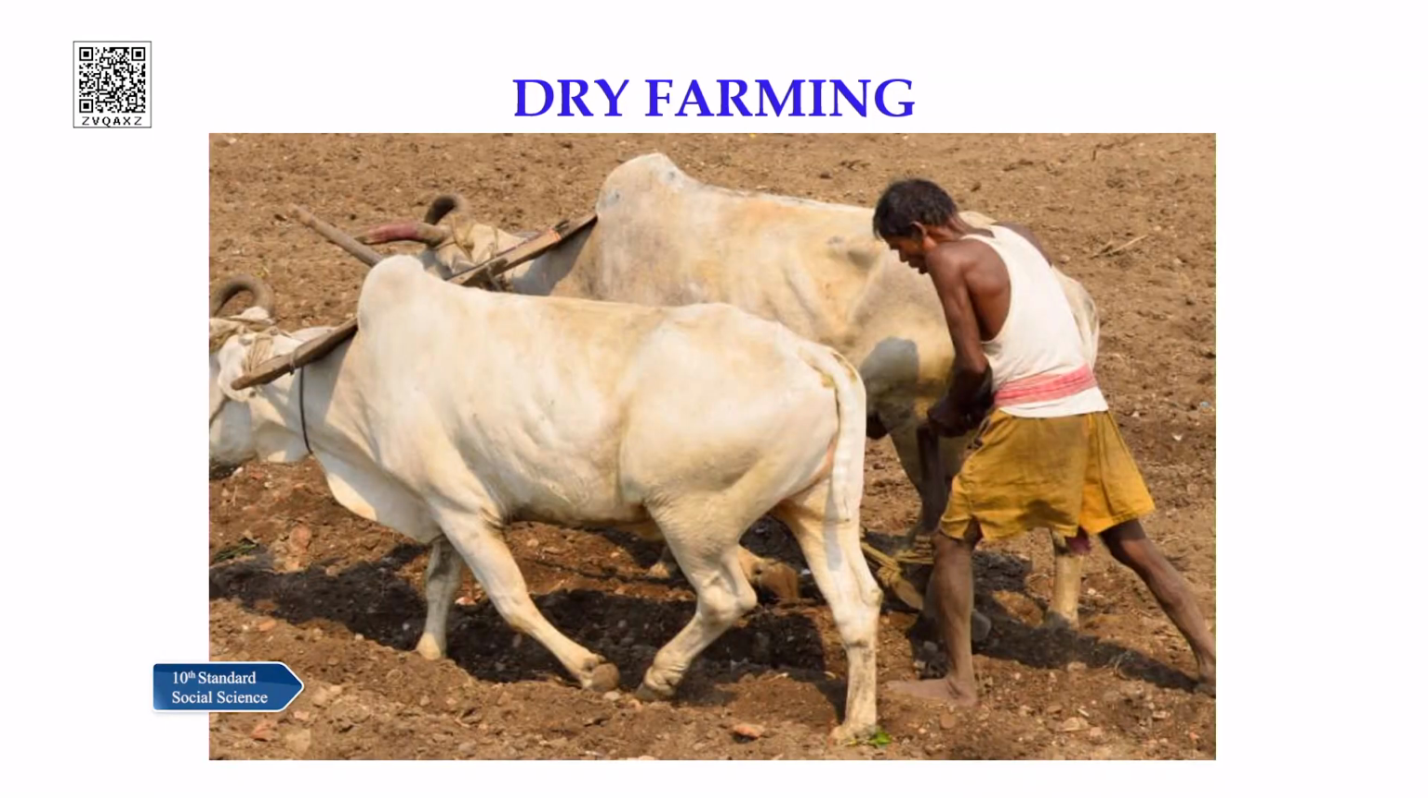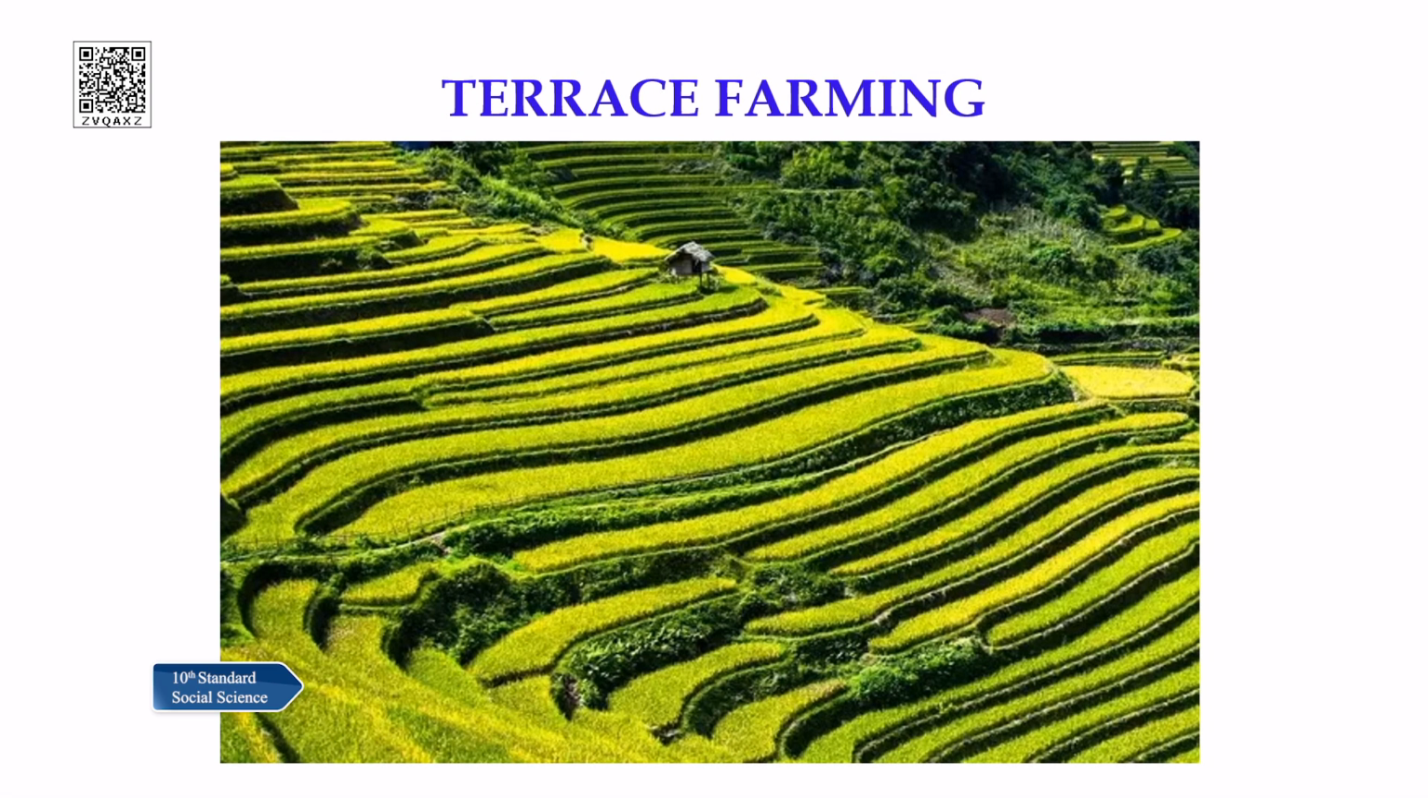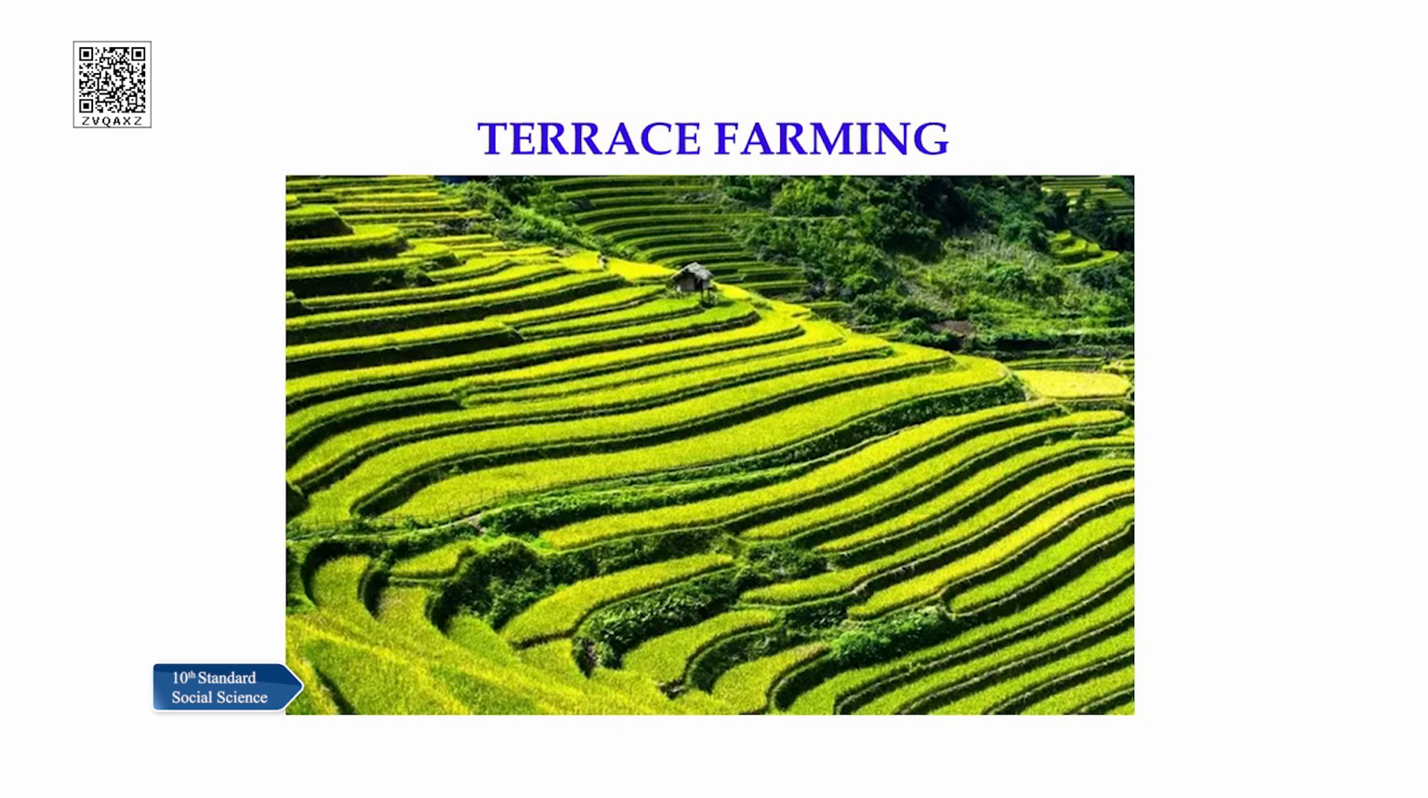Then we have dry farming. As the name itself says, dry farming. Here for doing agriculture, they take the support of irrigation. Mixed farming: apart from doing agriculture, the farmer also has livestock, poultry, beekeeping and fisheries. Terrace farming, as you can see, is done on the hill slopes, and it can be practiced only in hilly areas.